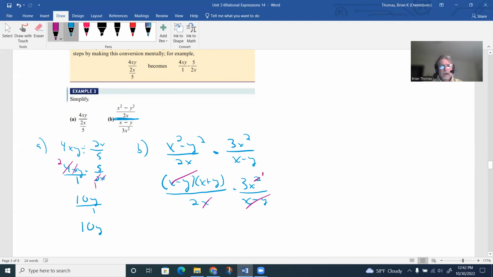So if we put this all together, I'm going to put the 3x out in front, and then the x plus y. And on the bottom, we would have 2. So that would be the answer in factored form. Or if we multiply the 3x through, we could say 3x squared plus 3xy.